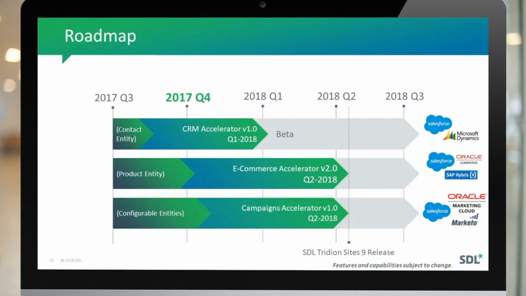But we have some beta customers interested to start using it in Q1, Q2. General availability of the different connectors is also aligned to Tridion Sites 9 release due to the dependency to integration service. They will also be part of the standard price list for SDL Tridion Sites 9. Some basic connectors might be released as open source representations, just as examples.